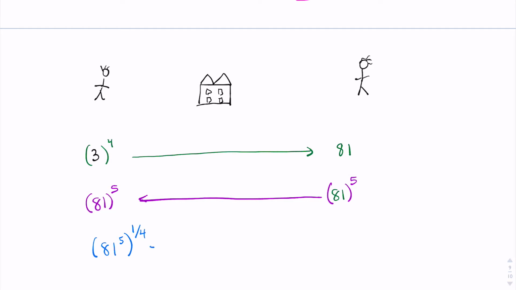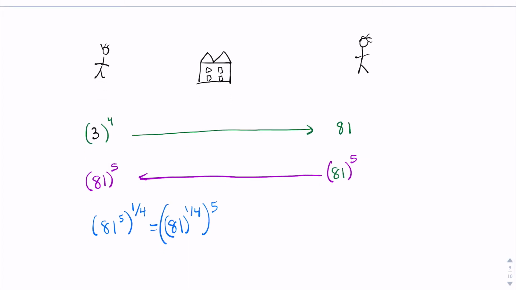Yeah, so we can write it as 81 to the 1/4, and then to the 5th power. But what is 81 to the 1/4? 3. Yeah, that's just 3. So you're not sending 3, you're sending 3 to the 5th power.